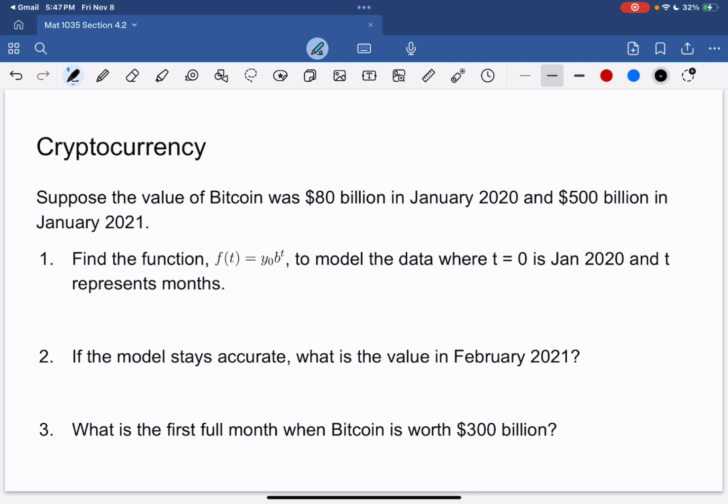All right. So our next application could be to any kind of currency. For this one, we'll talk about cryptocurrency. And we know 2 points. So we suppose that the value of Bitcoin was $80 billion in January 2020, and it grew to $500 billion in January of 21. So we want to write a function that models the data. And we'll say that when t is equal to 0, we're talking about January of 2020, and t represents the number of months.